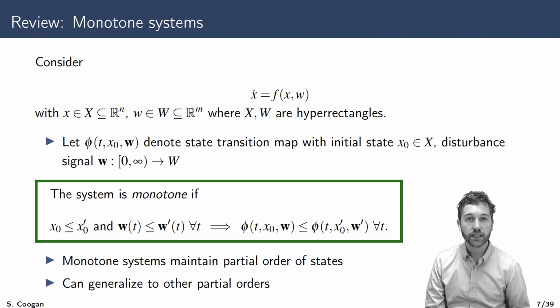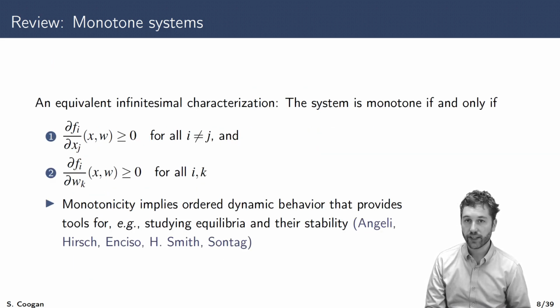The definition of monotonicity can be generalized to other general partial orders, and in this talk, we will consider such a generalization for a particular southeast order, which we will define later. An equivalent infinitesimal characterization of monotonicity can be given in terms of the partial derivatives of f. In particular, the system is monotone if and only if each off-diagonal entry of the Jacobian matrix del f del x is always positive. This is the first condition here on this slide. The second condition is that the partial derivative of each fi with respect to each wk is always positive.